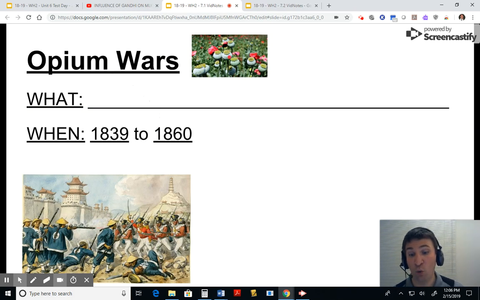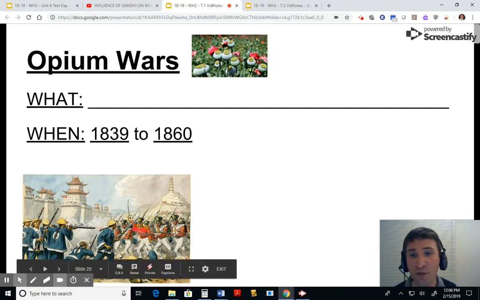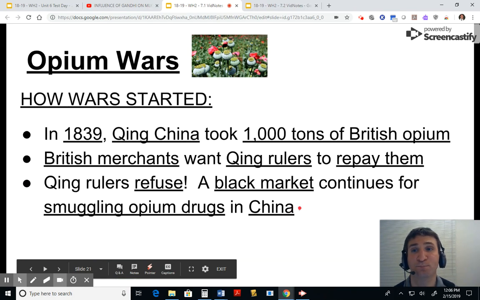The Opium Wars, what were they? Conflicts between Europeans and China over the opium trade and over China's independence. When was it? There were a series of conflicts from 1839 to 1860. And here you see one scene. The British soldiers are fighting the Chinese in this case.